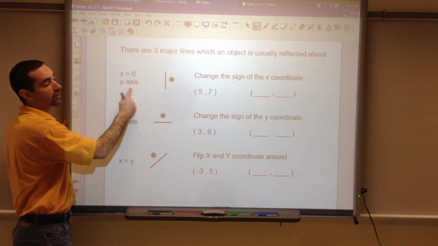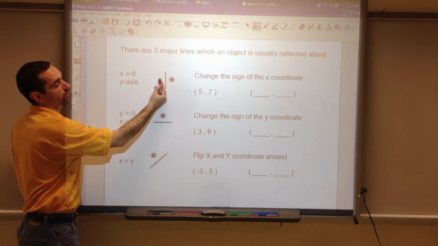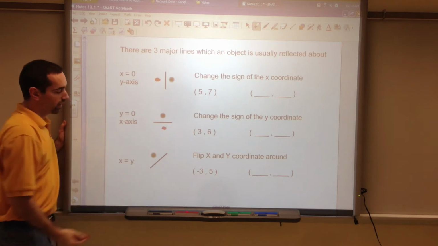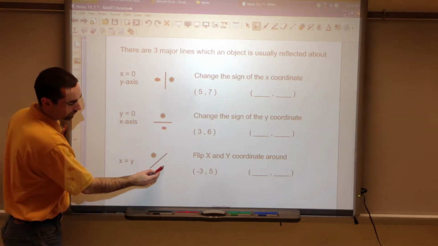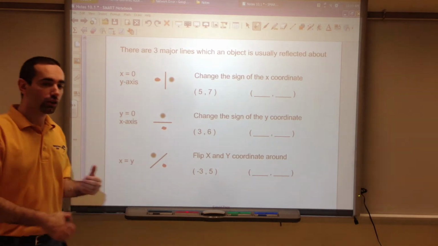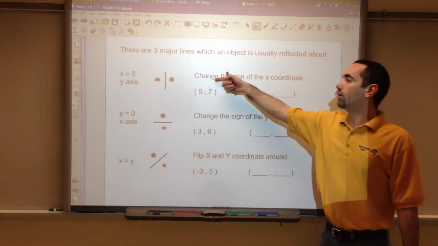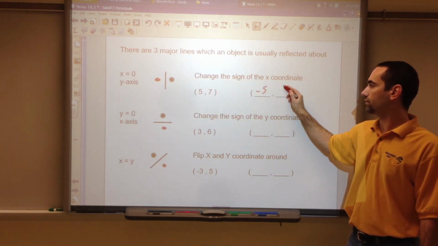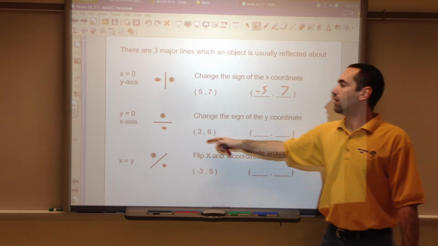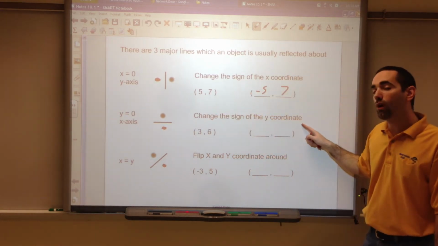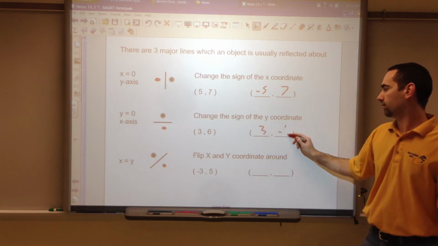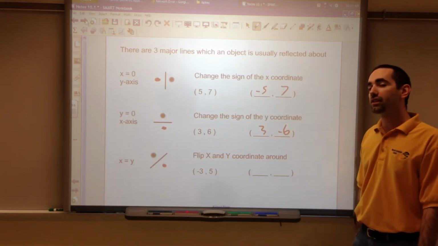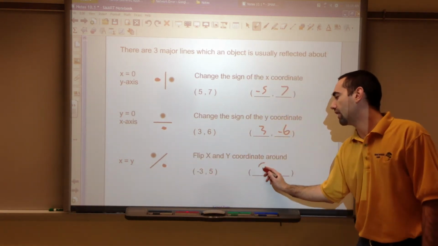So we have all these different lines we can reflect across. The x equals 0 line is actually the y-axis reflected. The y equals 0 line is the x-axis reflected. And then we have the y equals x line reflected. Now, here's what happens to all of these. When you're reflecting across the y-axis, the x-coordinate changes its sign. When you're reflecting across the x-axis, the y-coordinate changes sign. And when you reflect across the line y equals x, you flip the x and y coordinates around. So these get flipped. So 5, negative 3.